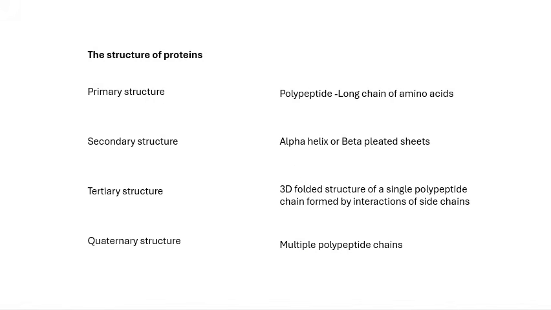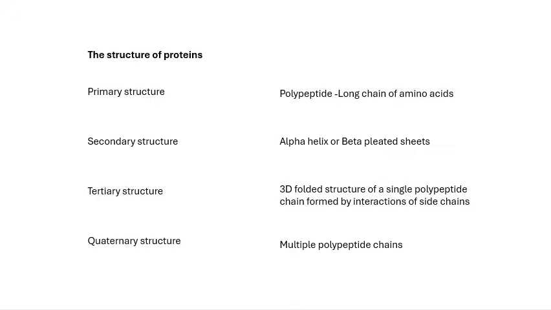It starts off simple, gets more and more complicated. There are 4 levels of structure. There's the primary structure, which is just a polypeptide. I talked about that in the last video. Basically a long chain of amino acids. That's the primary structure. There is a secondary structure, and there are 2 possibilities. You can have what we call alpha helix or beta pleated sheets. I'll talk a bit more about those in a sec. Okay, and that's the secondary structure.